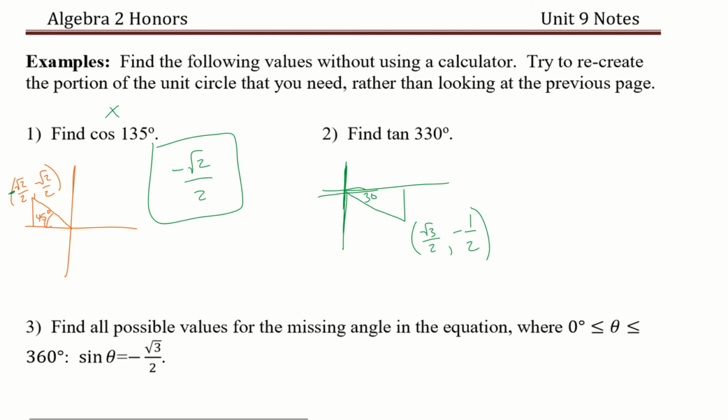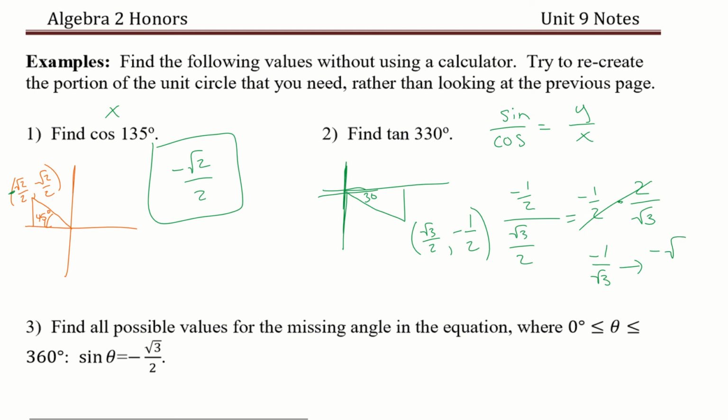All right, and I'm trying to find tangent, so remember that is sine over cosine, or in other words, y over x. So my y, negative 1/2 divided by root 3 over 2. So negative 1/2, I'm going to go ahead and flip it right away, 2 over root 3. So that cancels, and I now have negative 1 over root 3. And then when we rationalize, I'm going to have negative root 3 all over 3.